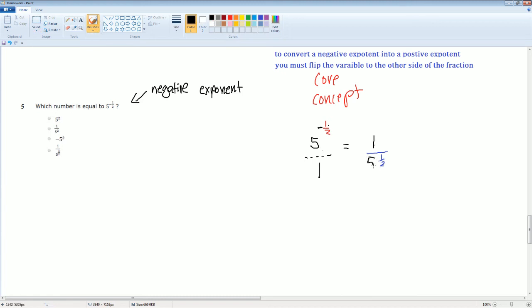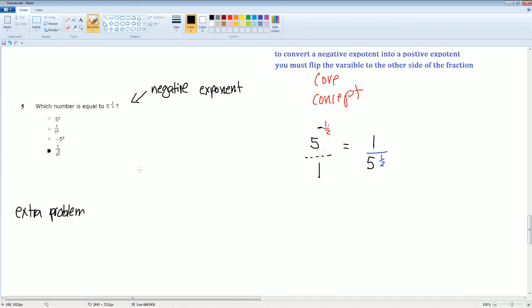Okay. So, which one is like this? 1 over 5 to the 1/2. Oh, it looks like it would be this one. Okay? So, let me give you a side note on this problem. Okay? A lot of people get this wrong. Okay? So we're done with this problem. This is just an extra problem here.